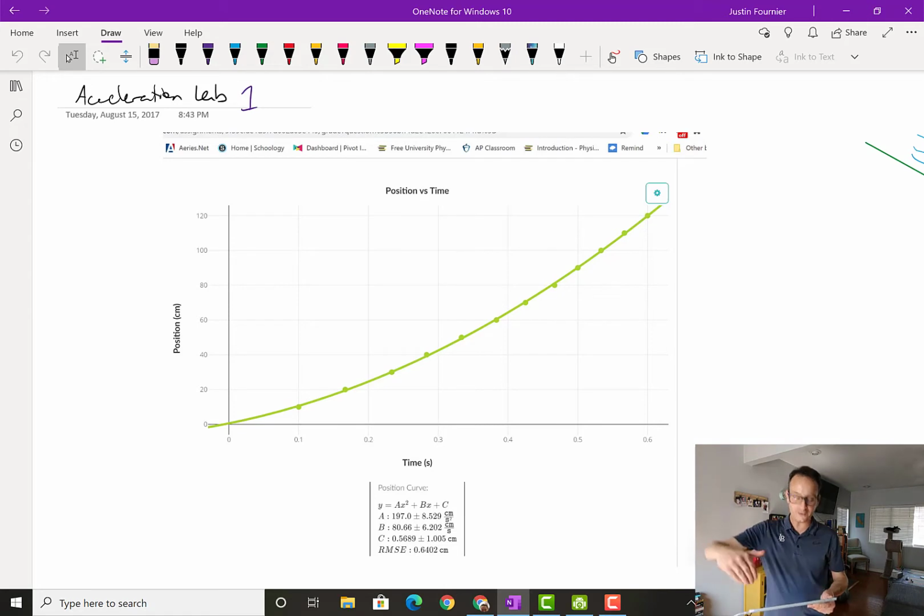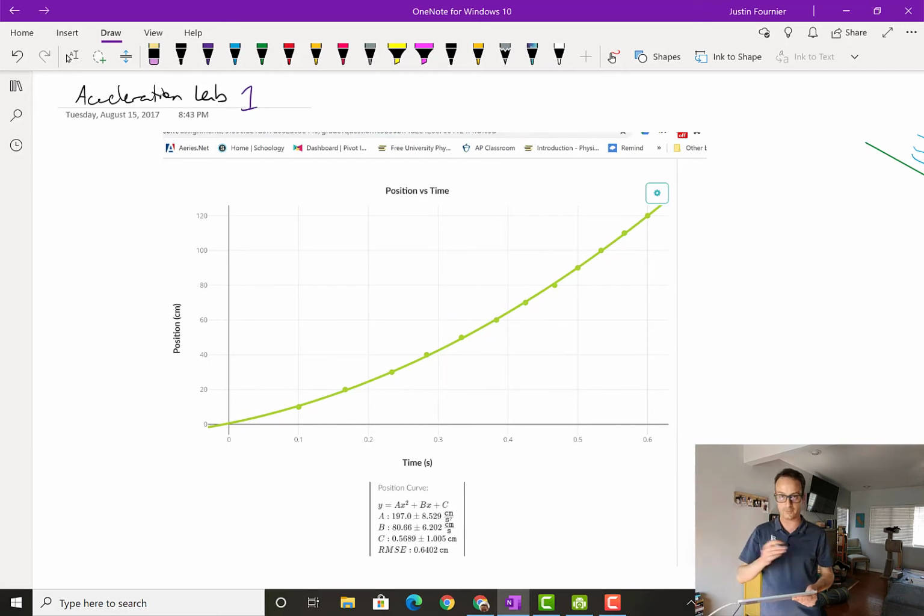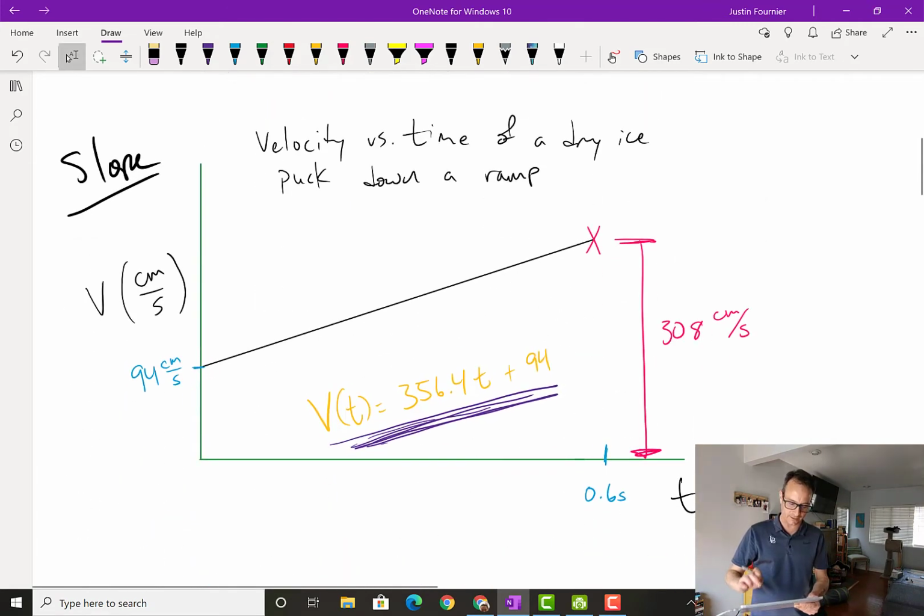So if you see any kind of curvature on a position time graph, you can assume that the object is accelerating. When I see this curve, I say, oh, this object's accelerating, because only straight lines have zero acceleration on a position time graph. So anyway, you translate that to a velocity time graph.